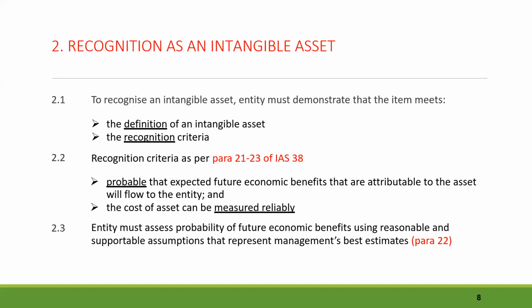So we've gone through the definition, and once we meet that definition, we need to move on to the recognition criteria. Because an intangible asset must be recognized if and only if both the recognition criteria are met. The first one is that it is probable that future economic benefits that are attributable to the asset will flow to the entity, and the cost of the asset can be measured reliably.